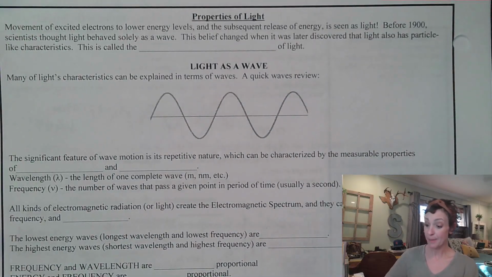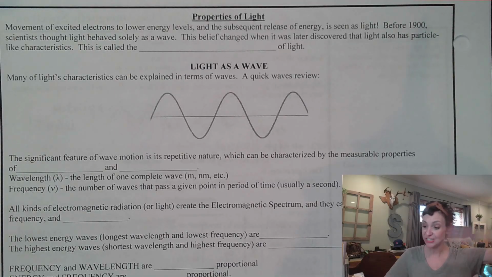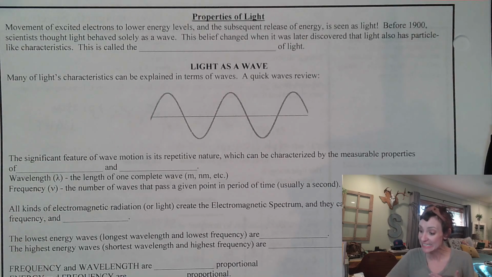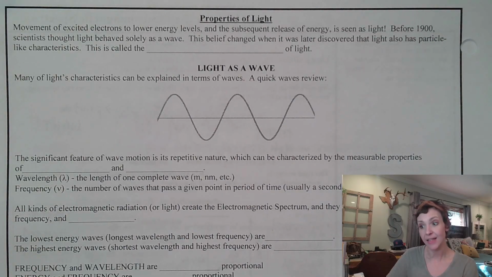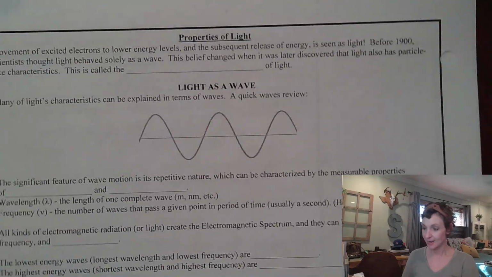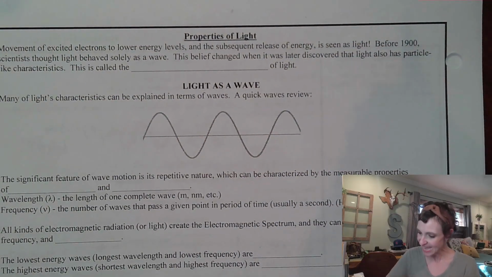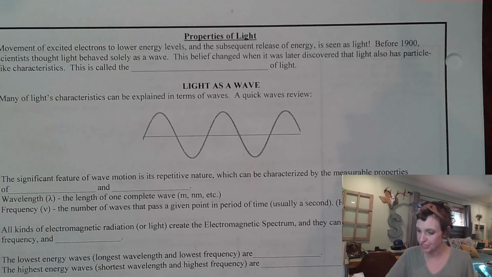Okay. So it says movement of the excited electrons to jump from lower energy levels and the subsequent release of energy is seen as light. Before 1900, scientists thought that light behaved as a wave. You were like, what do you mean thought? You just had me write out an entire spectrum where I had waves. And I'm like, yes, okay, we're getting there. It says this belief changed when it was later discovered that light also had particle-like characteristics. And y'all are like, what is happening? I don't even know. We're going to get there.